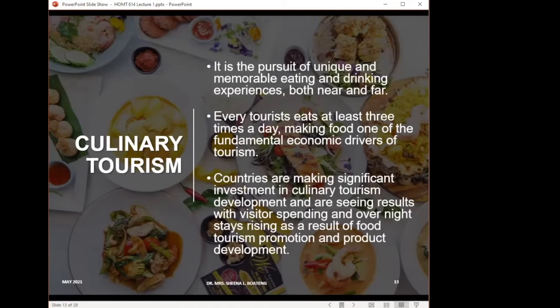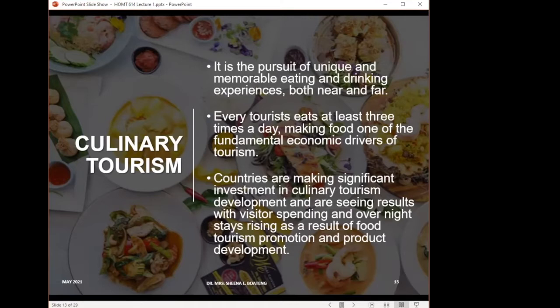And every tourist eats at least 3 times a day in any location that they find themselves on a holiday or taking a trip. So food is essentially one of the fundamental economic drivers of tourism, because whatever food they are eating, they are purchasing, be it from an established hospitality institution or from a local food establishment.